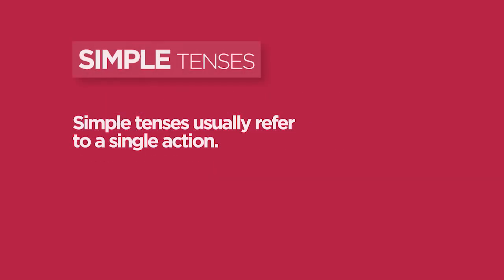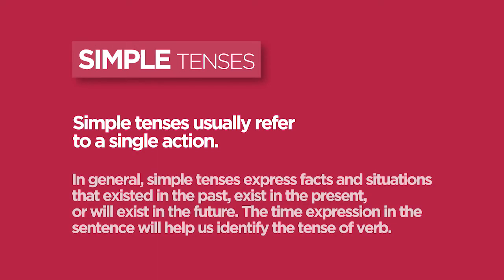Simple tenses usually refer to a single action. In general, simple tenses express facts and situations that existed in the past, exist in the present, or will exist in the future. The time expression in the sentence will help us identify the tense of the verb.